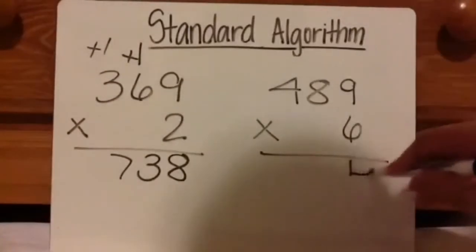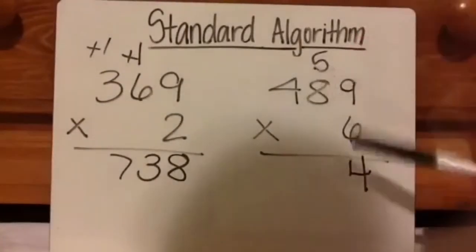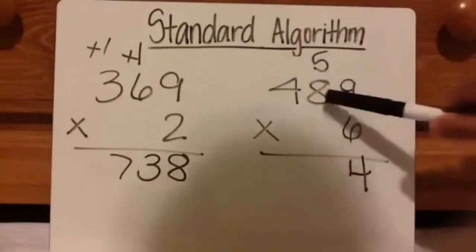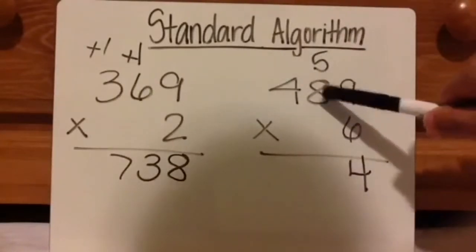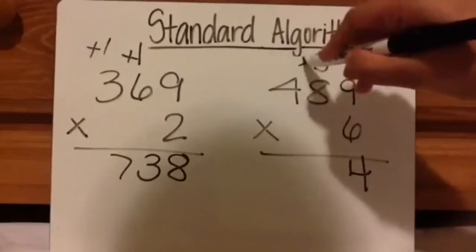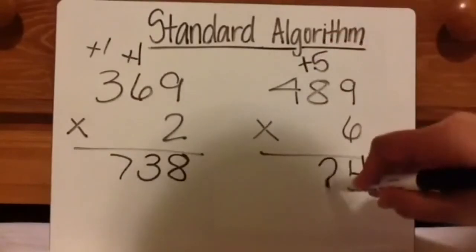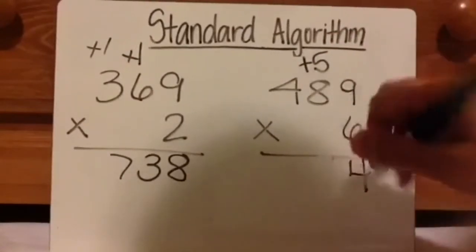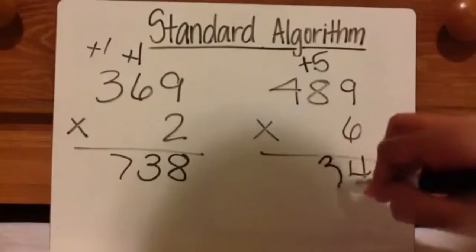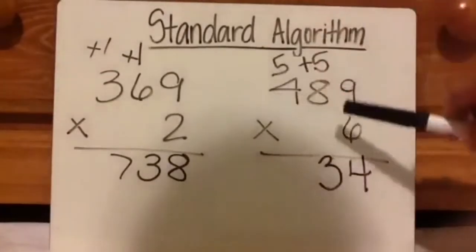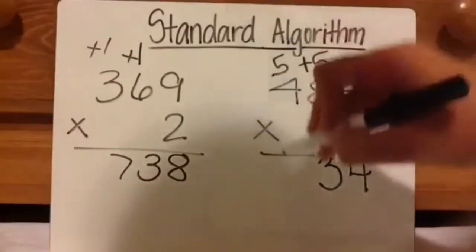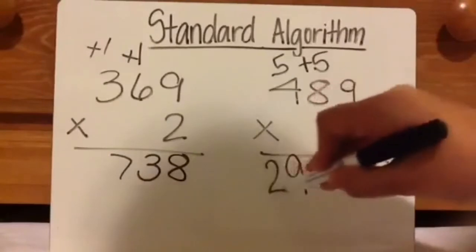6 times 9 is 54. So the 4 here, the 5 here. 8 times 6, or 6 times 8 is 48, plus the 5 is 53. 6 times 4 is 24, plus 5 is 29.